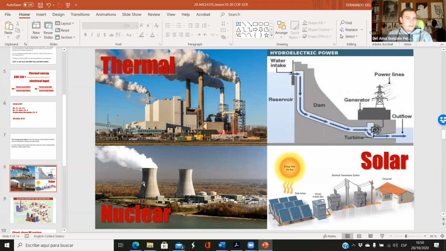Nuclear is clean and non-renewable. Thermal is neither clean nor renewable. But hydroelectric has an impact. Building those dams has an environmental impact because we are modifying the landscape, and it's brutal.